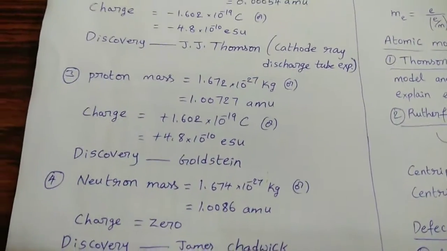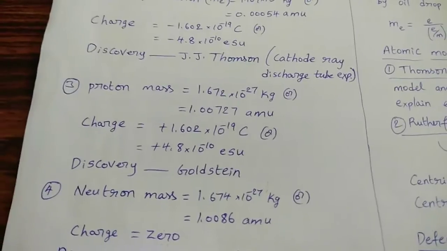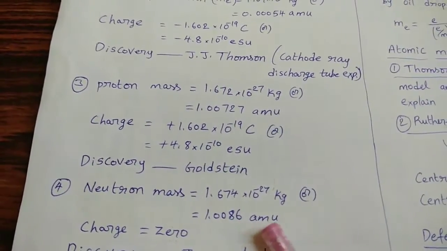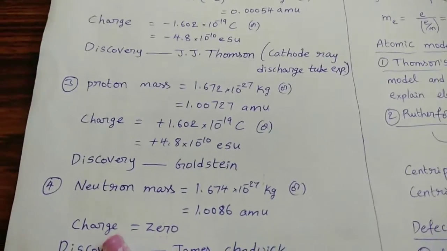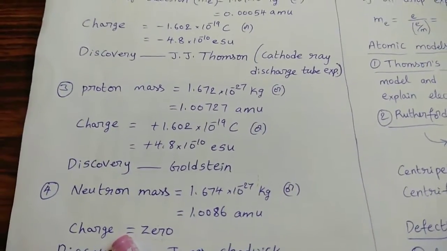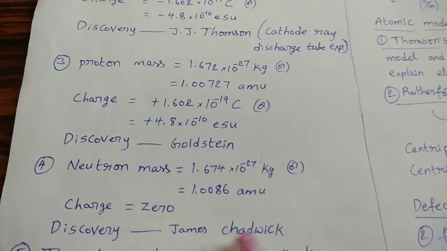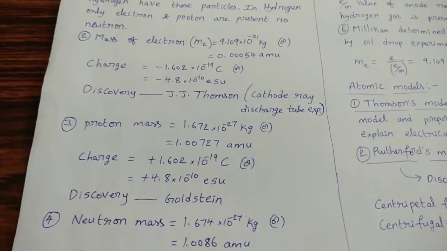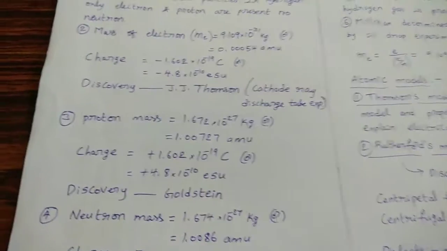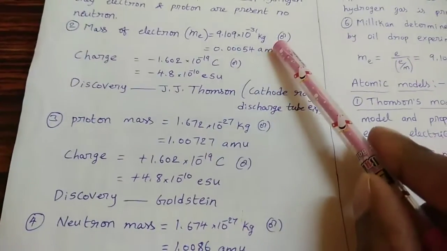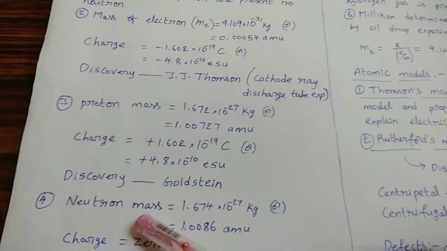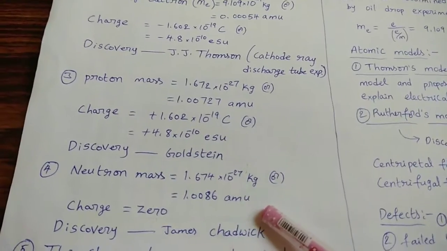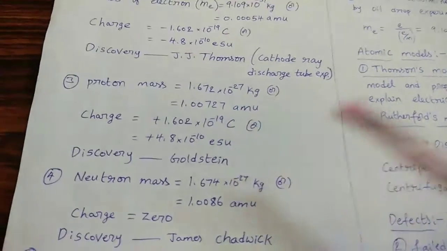Next, neutron. Mass 1.674 × 10^-27 kilograms or 1.0086 AMU. We know that neutron is a chargeless particle, so charge is 0. Discovered by James Chadwick. So between electron, proton and neutron, electron mass is negligible, very less. Proton and neutron have considerable mass. Between proton and neutron, neutron mass is higher than proton mass.